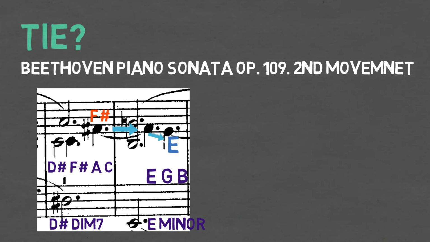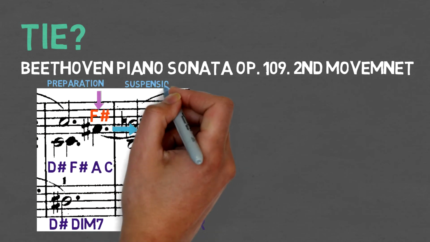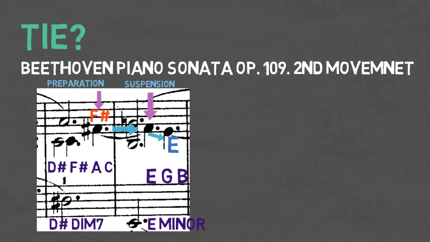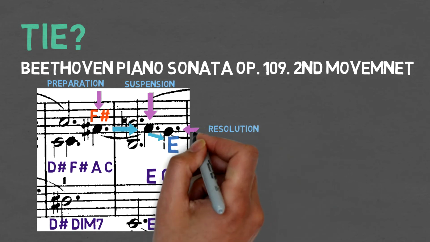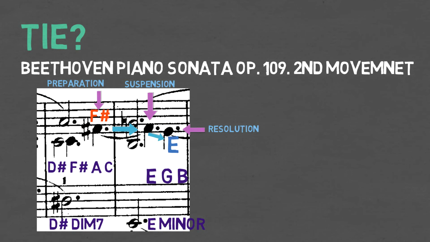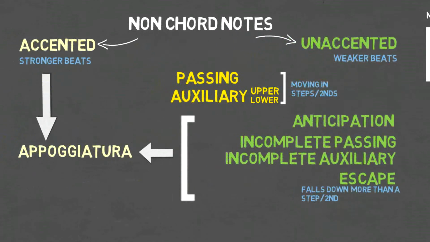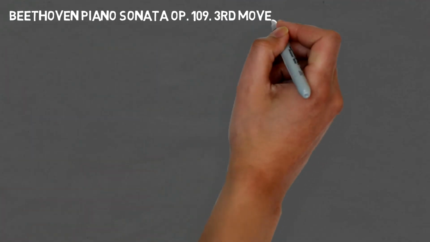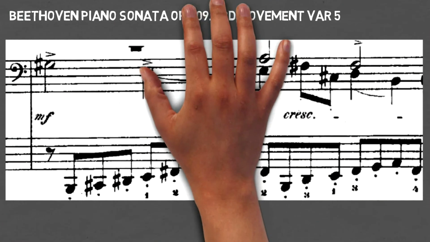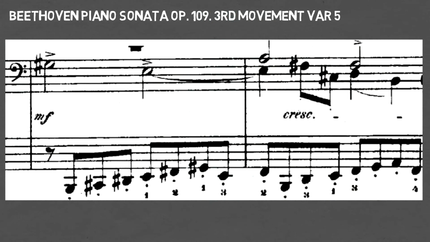The first half of the non-chord note is called preparation. The suspended part is called the suspension, and the resolving chord note is called the resolution. Such a non-chord note that is held as a tie from the previous chord and that resolves downwards is called a suspension. Now look at this example from the same sonata, this time from the third movement, which is in theme and variation format.